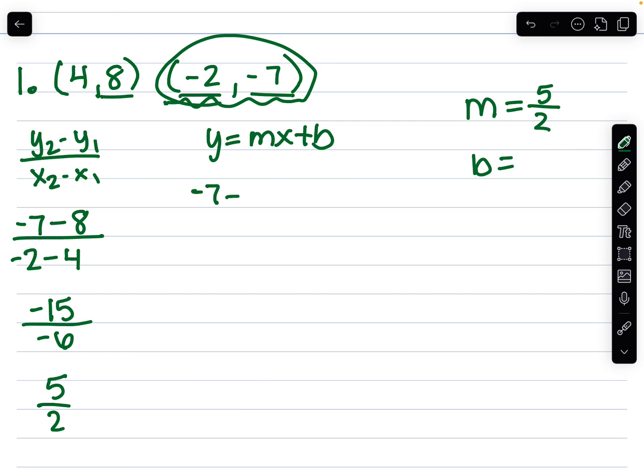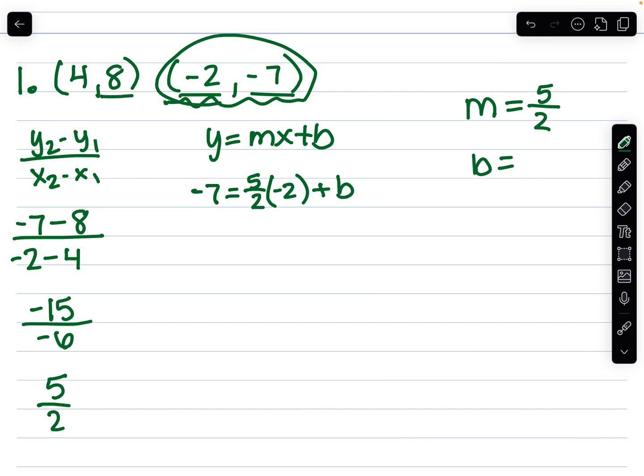-7. Callan, what would I plug in for m? 5/2. Okay. And what would I plug in for x? -2. Okay. Now this part we should know because we kind of rolled through a lot of this yesterday. What is 5 times -2? -5.